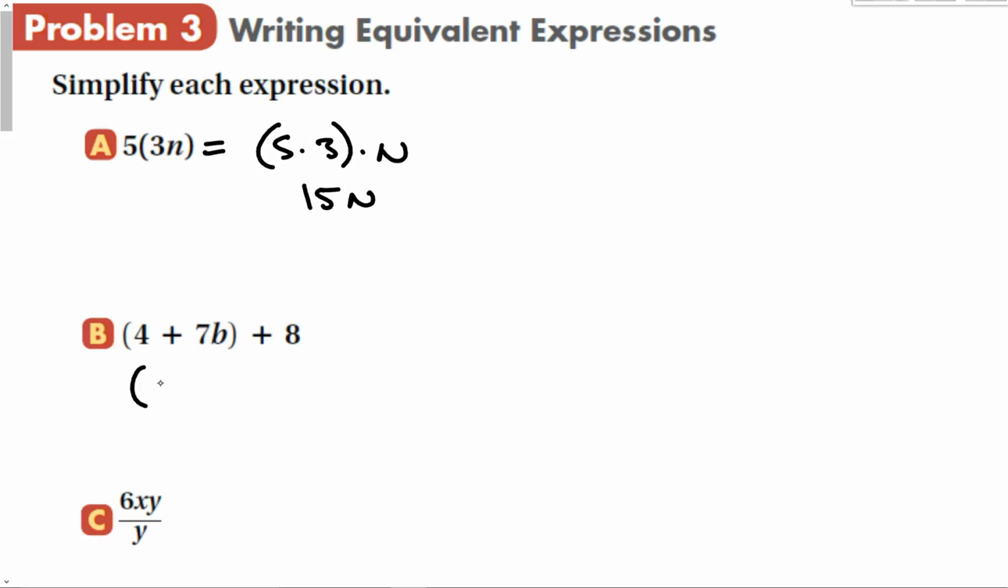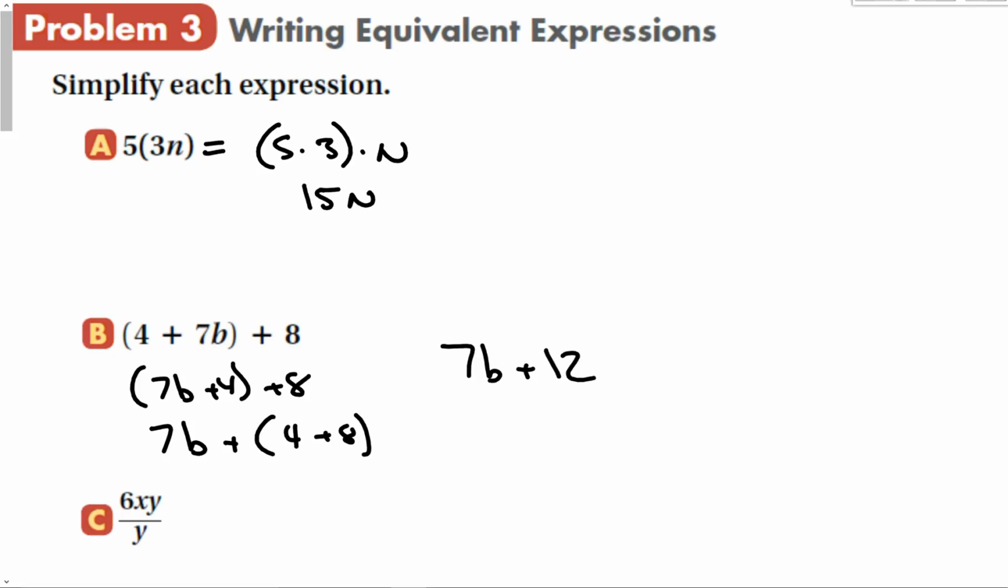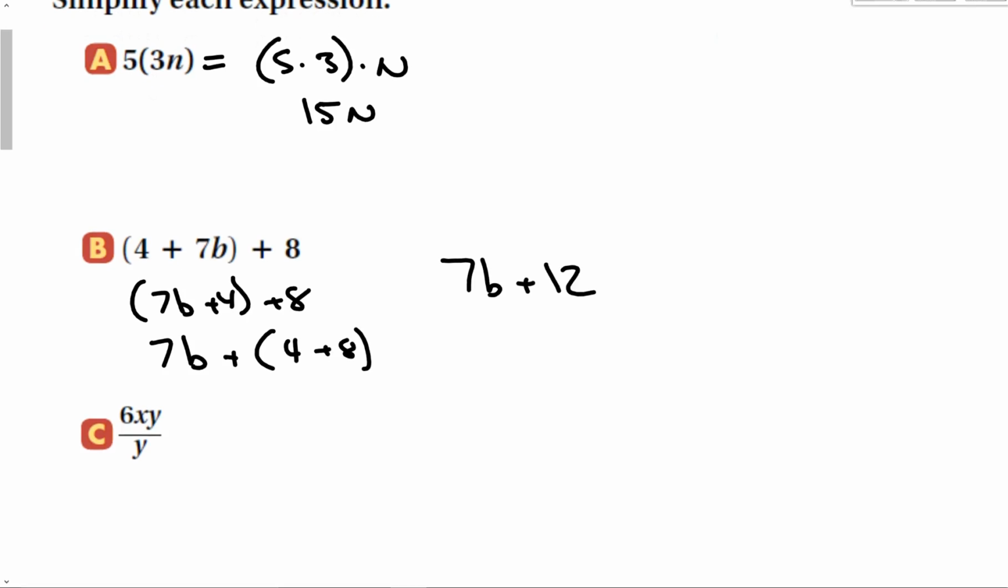The next one, well, I can start by using the commutative property and switching the stuff in the parentheses around. 7b plus 4 plus the 8. Then I can use the associative property to give me 7b plus 4 plus the 8. And now I can actually add the two like terms together, the 4 and the 8, to give me 7b plus 12. And that is simplified. That is as simple as that expression can get.